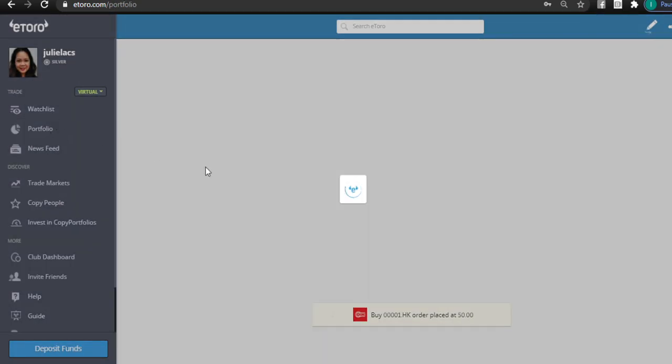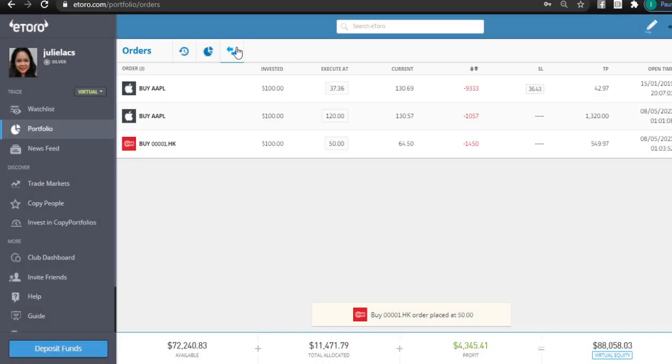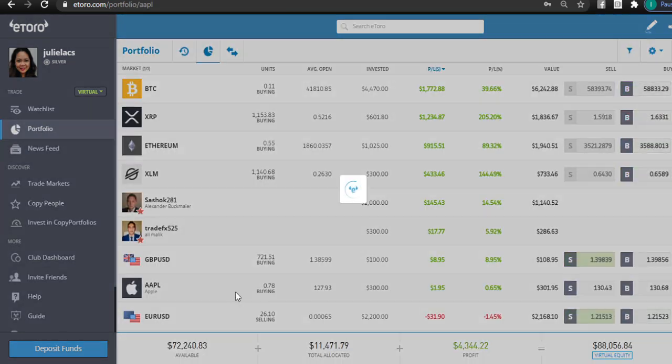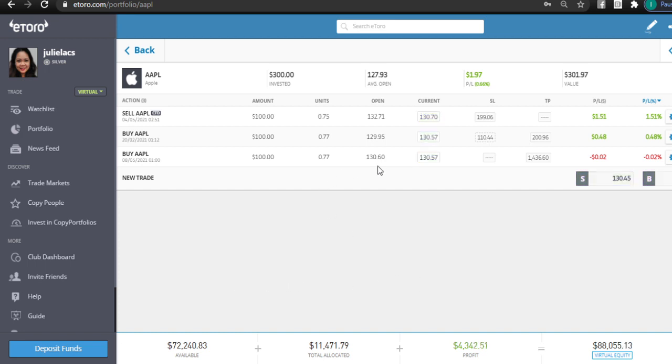And it will go to our orders section. As you can see, we already have 2 orders placed here. At the same time, earlier we also placed another transaction, which is at the market price, which is when I click trade.